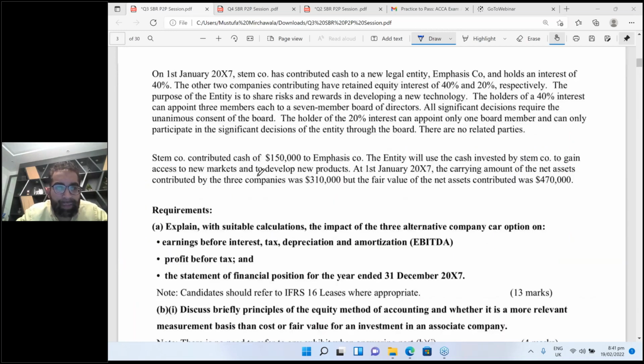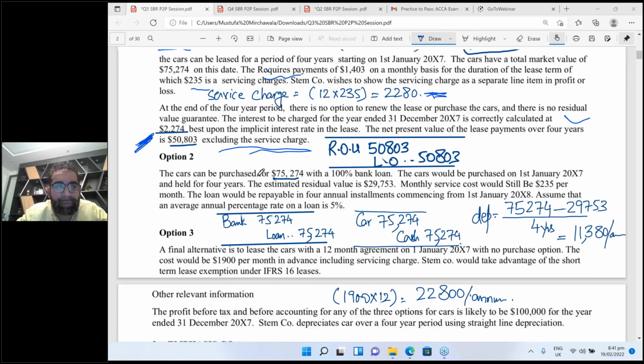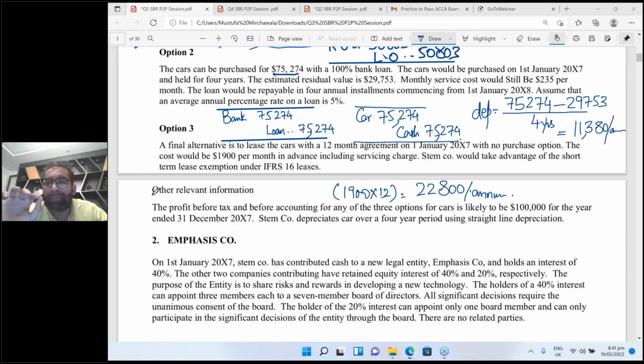See this thing, one more thing, other relevant information. I'm not discussing the other two options right now. Let me go in pieces. The profit before tax and before accounting for any of the three options for the car is likely to be 100,000. This is the profit for the year ended 31st December X7. The company depreciates the car over a 4-year period using the straight line method. You know what this 100,000 means?